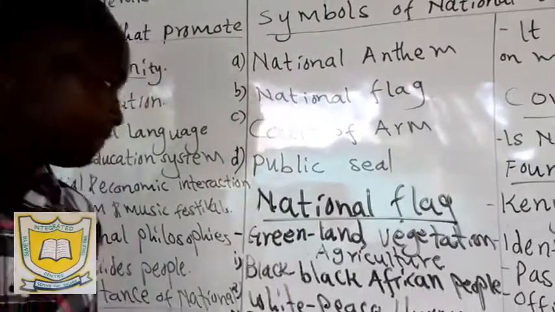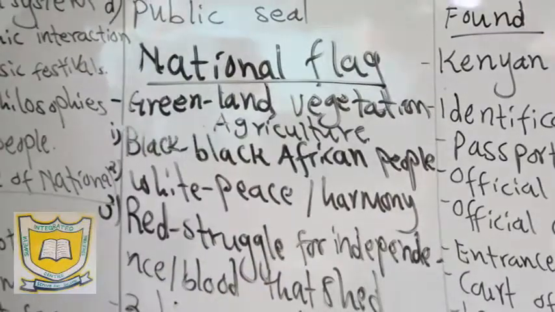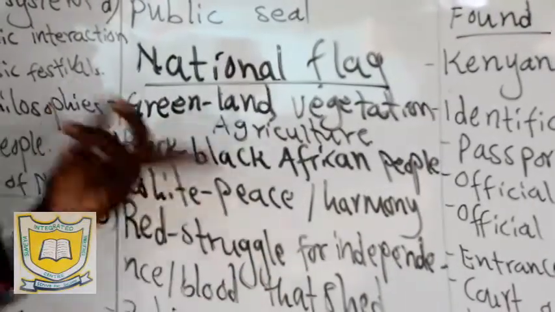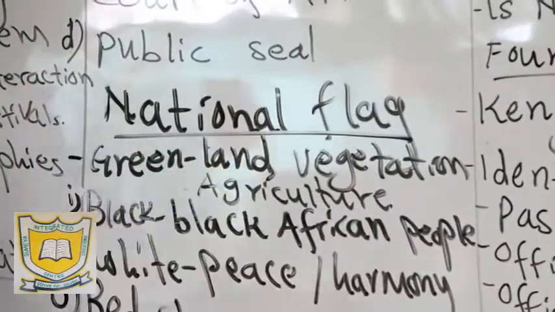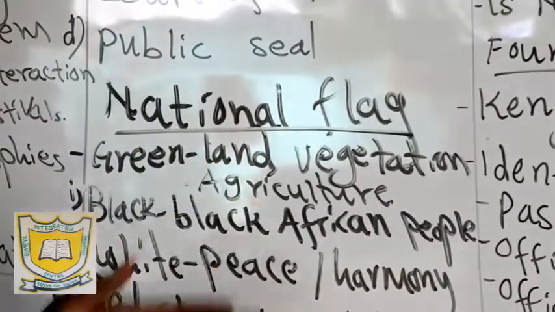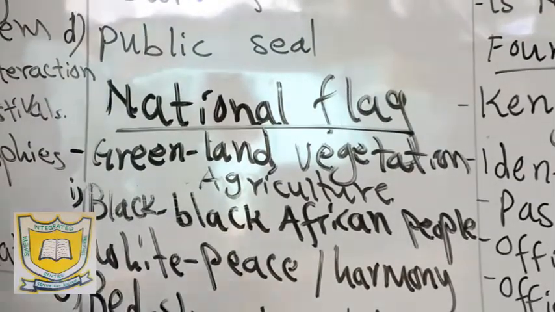Then, let us start with the national flag. The national flag has 4 colors. We have green. Green shows our rich fertile land, or vegetation, or you can talk about agriculture, the backbone of our country.